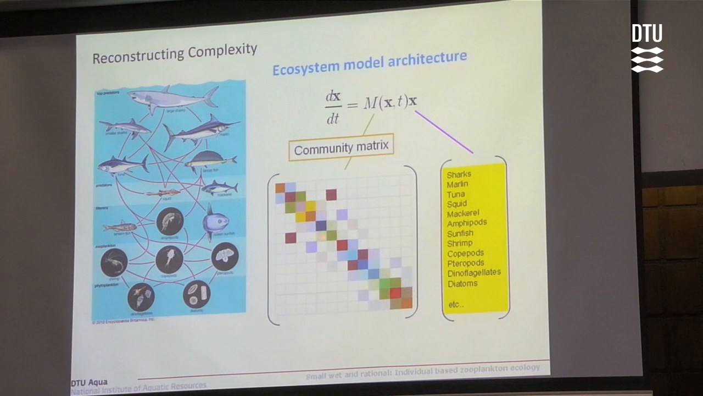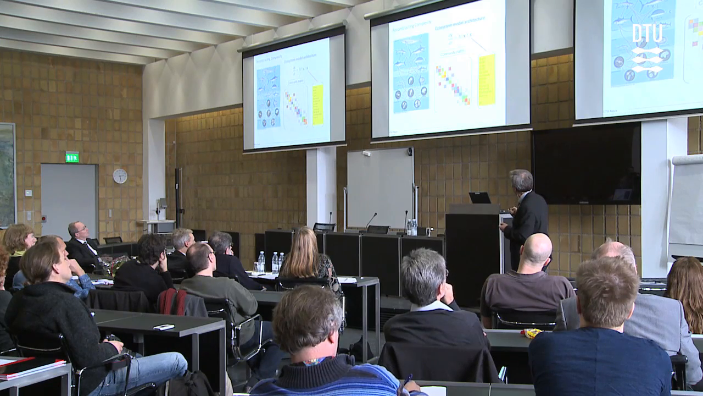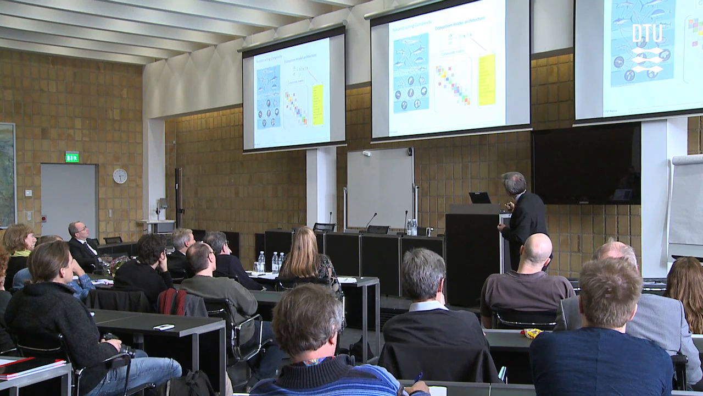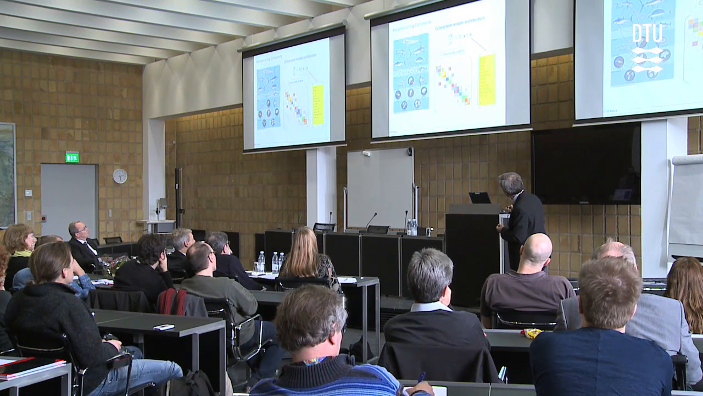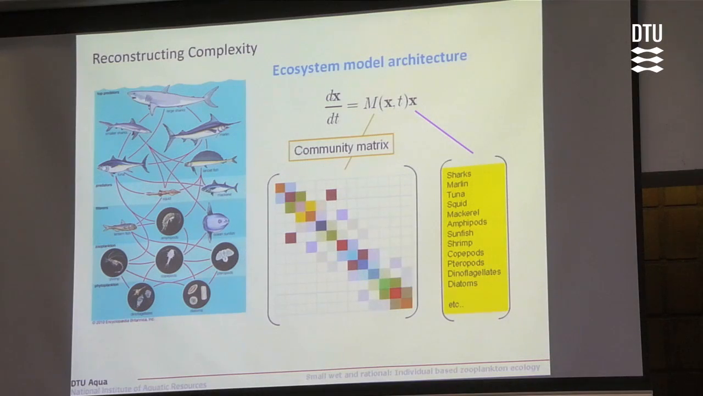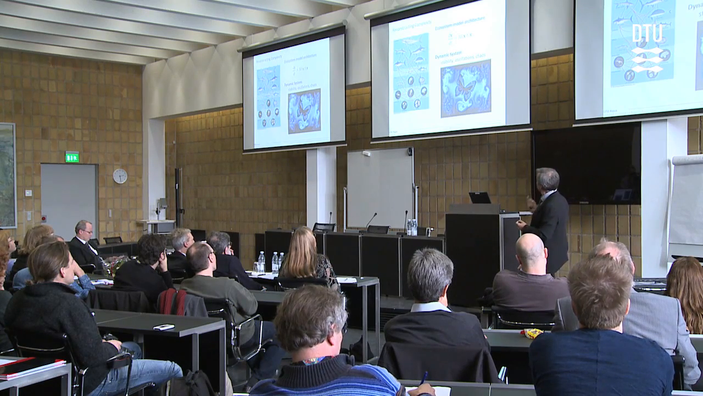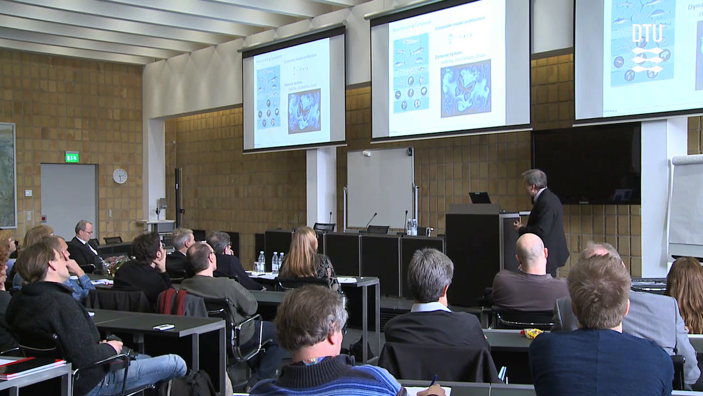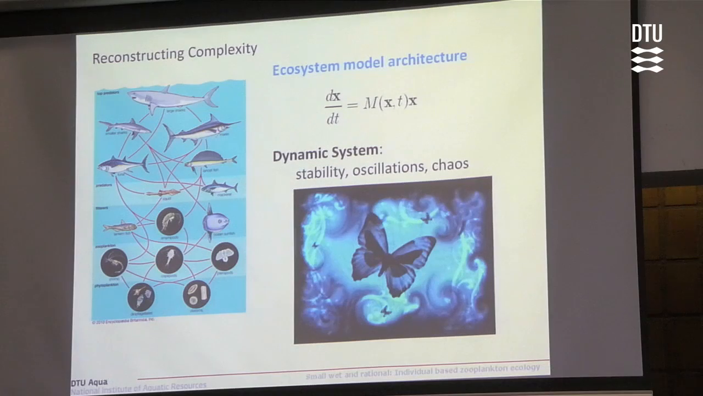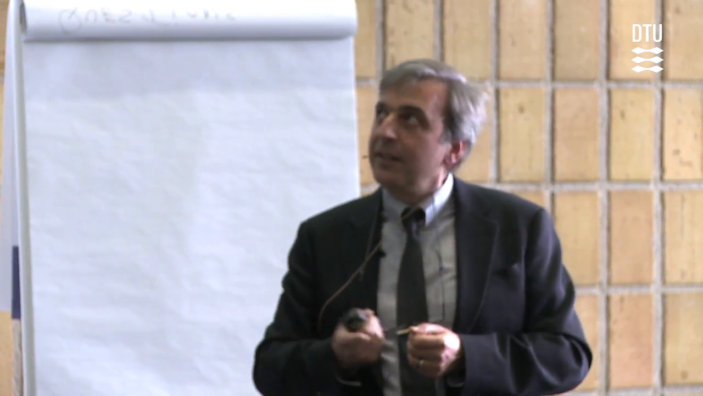Somewhere in there, one of these little things, I've just colored them, otherwise they're numbers, somewhere in there there's a little box that describes the red arrow that goes from tuna down to amphipods, for instance. So there's any number of ways of doing this. Now, this mathematically is a dynamic system, and it's open to all those wonderful things that dynamic systems are open to: stability, oscillations, and chaos. That's where chaos came in.